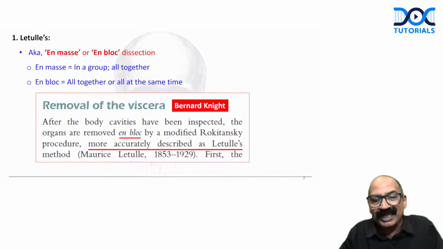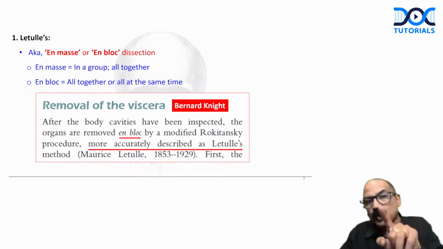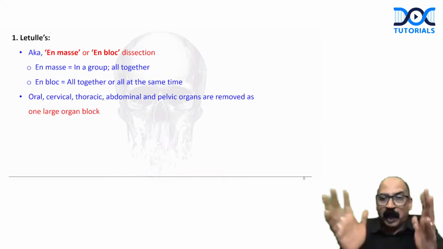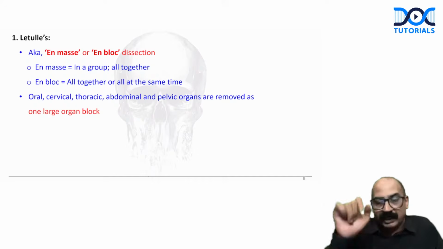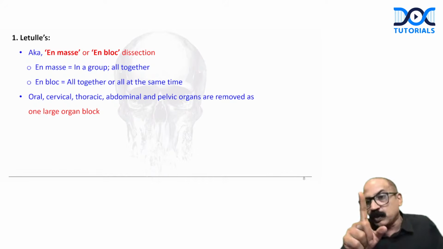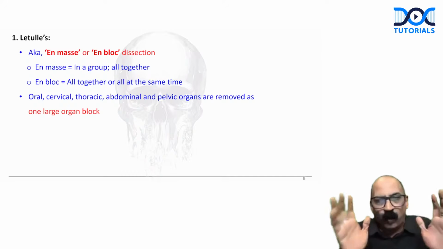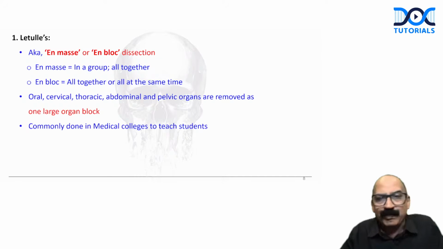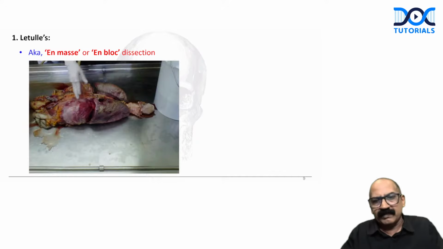What Bernard Knight has given in his book is that organs are removed en-bloc by a modified Rokitansky procedure, more accurately described as Letulle's method. So Letulle's method is also known as en-masse or en-bloc, where entire organs right from, sometimes they say tongue to prostate, but I don't want to say tongue to prostate, tongue to rectum. Everything, oral, cervical, thoracic, abdominal, pelvic, are removed as a single large organ block, mostly done in medical colleges to teach UG and PG students. Look here, right from tongue to rectum, everything in a single mass.